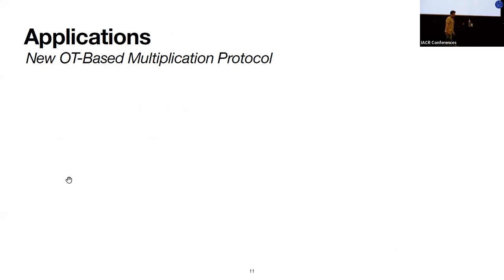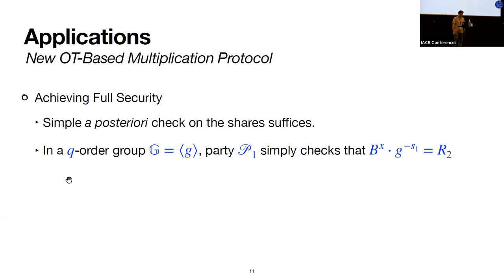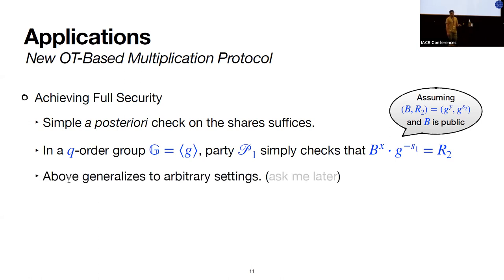Good, so turning to applications, right away, I want to stress that this unpredictability notion is very useful for obtaining malicious security. It suffices to perform a single check to verify correctness and to detect malicious behavior. What's more, this check can be very simple. For instance, in a Q-order group generated by G, it suffices for P1 to check the displayed inequality. I'm assuming here that the group elements are public and they are well-formed. This assumption may seem restrictive, but this check can be generalized to arbitrary settings very cheaply. I'm not going to elaborate on this, but feel free to ask me later on.